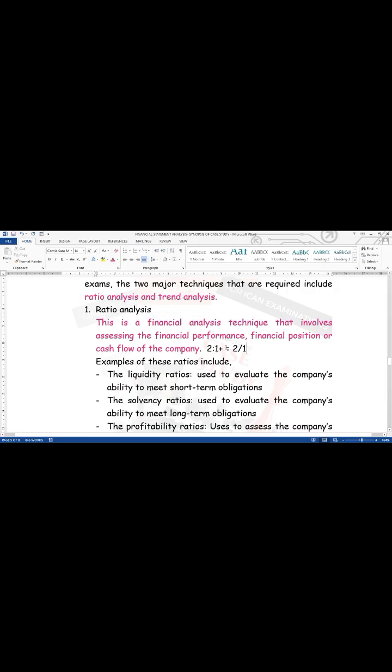So ratio analysis is basically a financial statement analysis technique that involves assessing the financial performance, financial position, and cash flow of the company using ratios. That's just a simple thing. You're just using ratios to analyze it, and we have so many ratios. I gave some examples below.